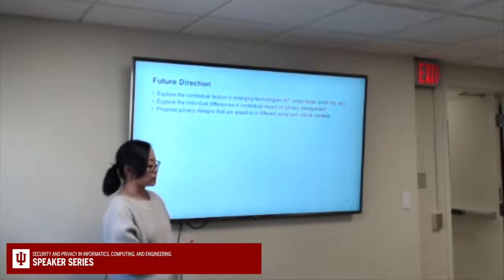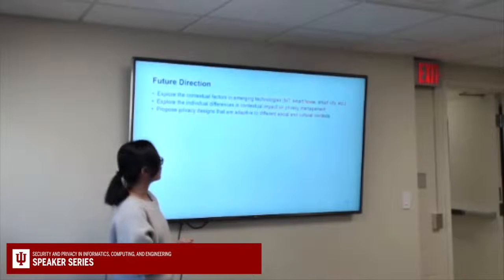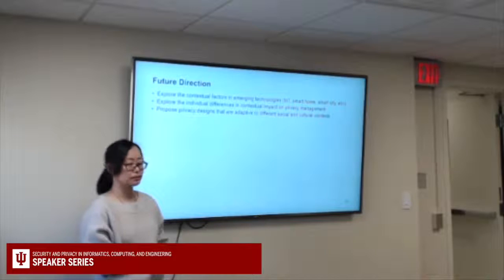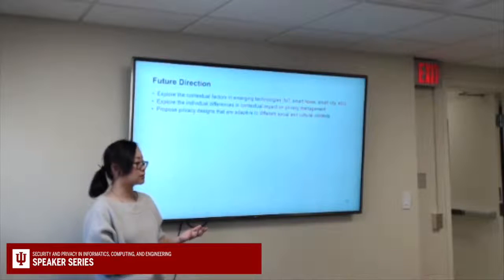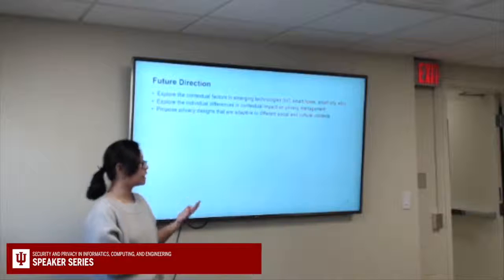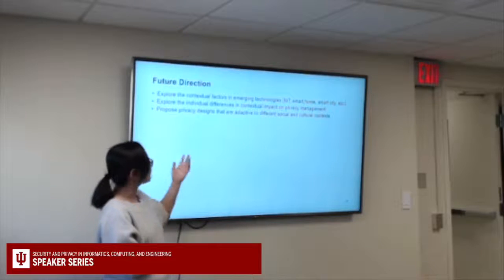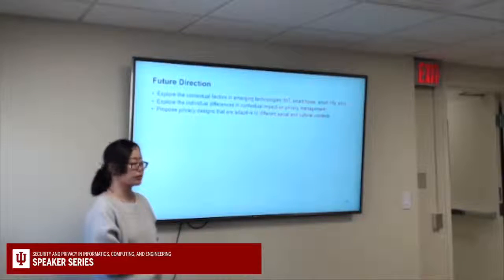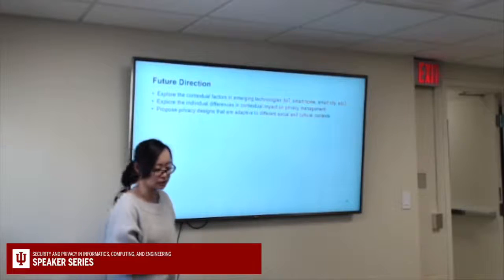And I also want to explore the individual differences in the contextual impact, because people in the same context may react differently. For users who have a high level of privacy attitude, who have a high level of privacy concerns, the context impact may be different from people with a low level of privacy concerns.